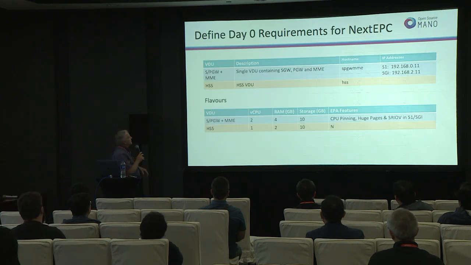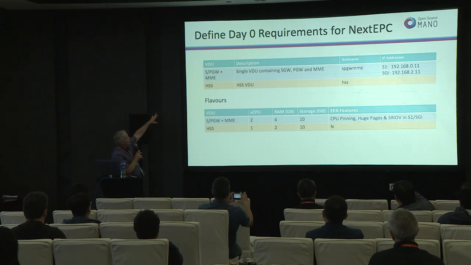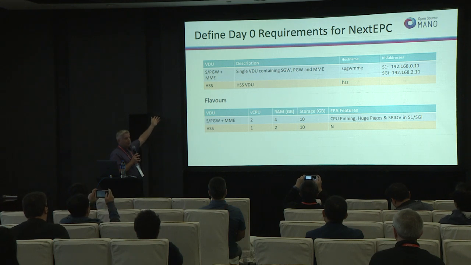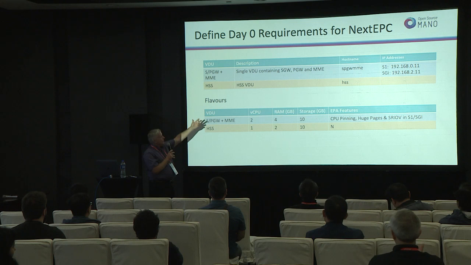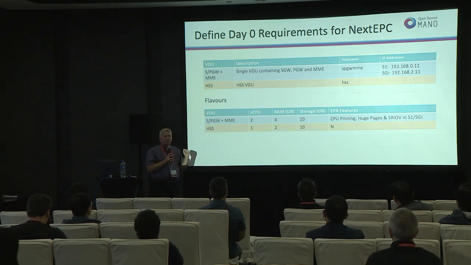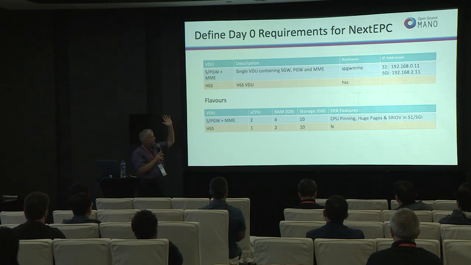So breaking things down a little further, I've got my S and P gateway and MME in a single virtual deployment unit, basically, in other words, a VM, that contains these three pieces of software, giving it a host name, defining what my external IP addresses are. I've got my HSS, give it a host name. I don't need to necessarily worry about the IP addresses because it's got no external connectivity.